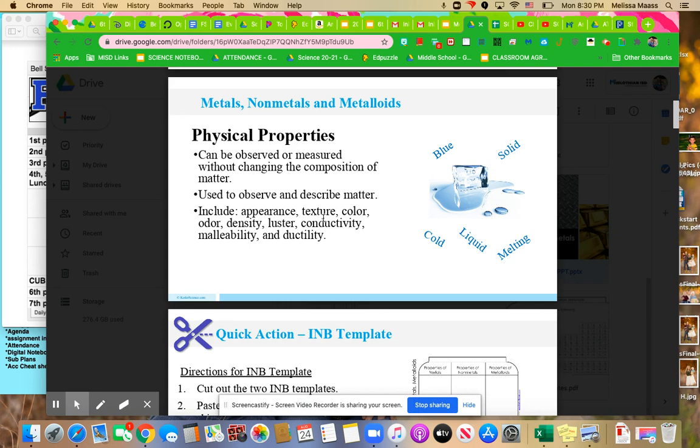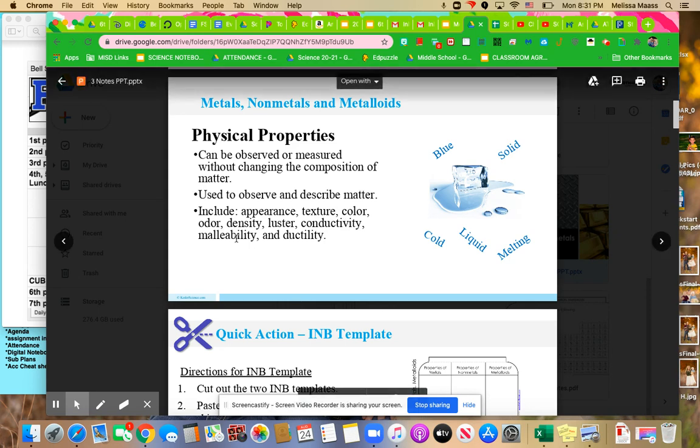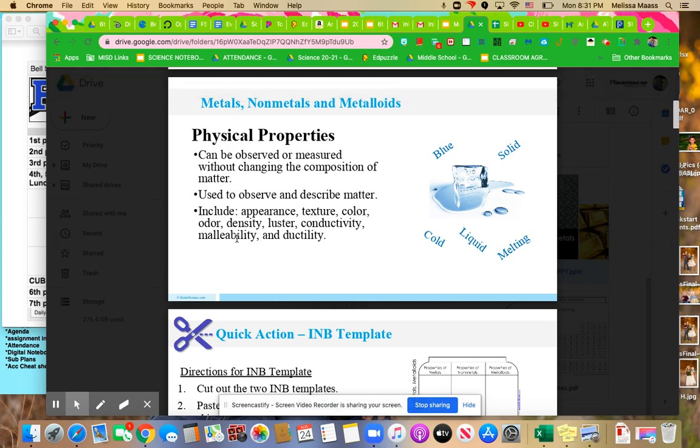But luster and then conductivity. Luster is like the element's shininess, light reflecting off that element. Conductivity is how well it conducts electricity. And malleability is how it can be stretched. Think about the word malleable. You can mold it, kind of almost like taffy, if you will. And then we have ductility.